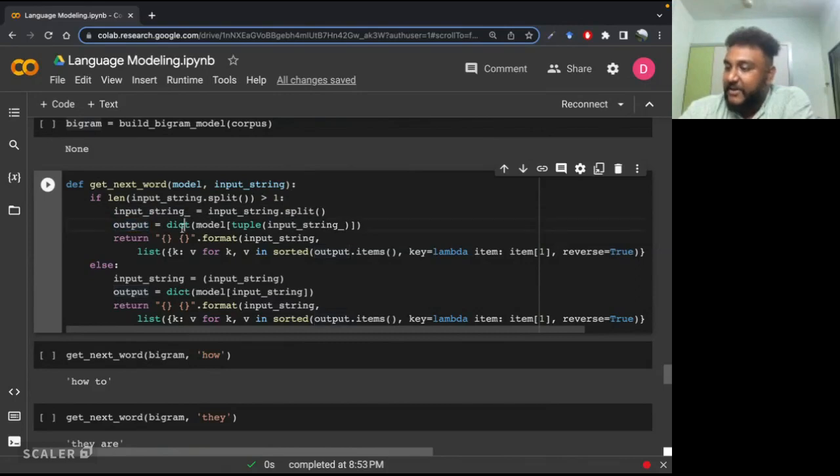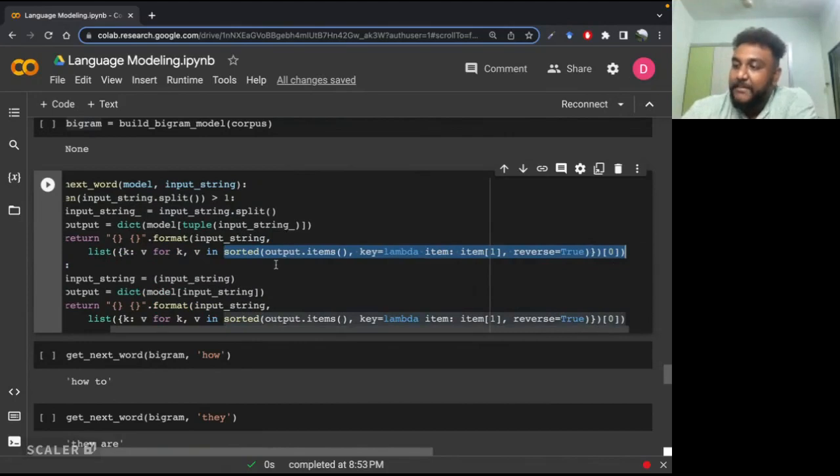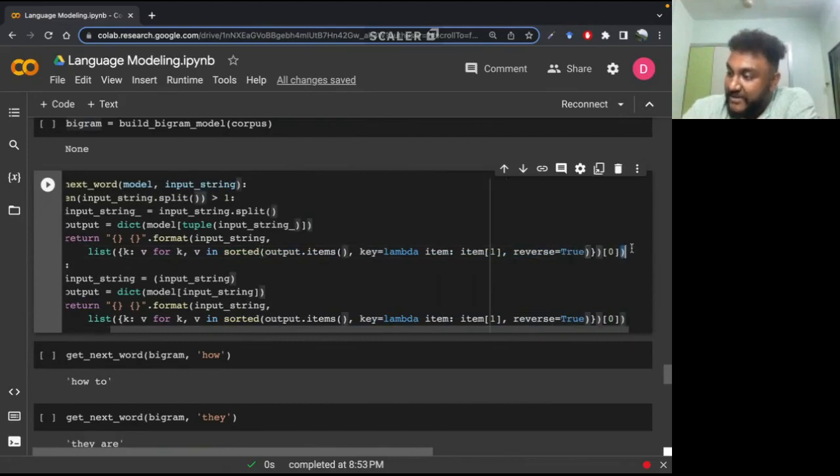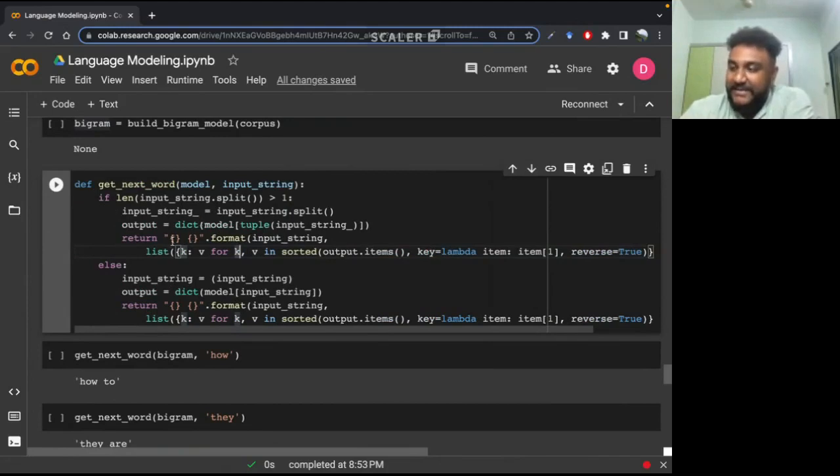Output is basically a dict of model of tuple input string comma, right? And we're going to give the output of the maximum probability. So this sorted function is going to make sure that the maximum probability comes in the first position, because the reverse is true, right? And we're going to take the first word in that probability and simply return that. So that is how we're doing it. We're simply returning the word pair which had the maximum probability over there, right? That's all we're doing here.